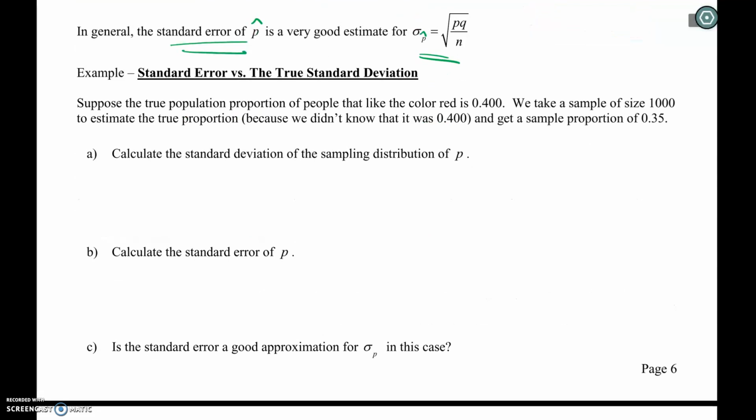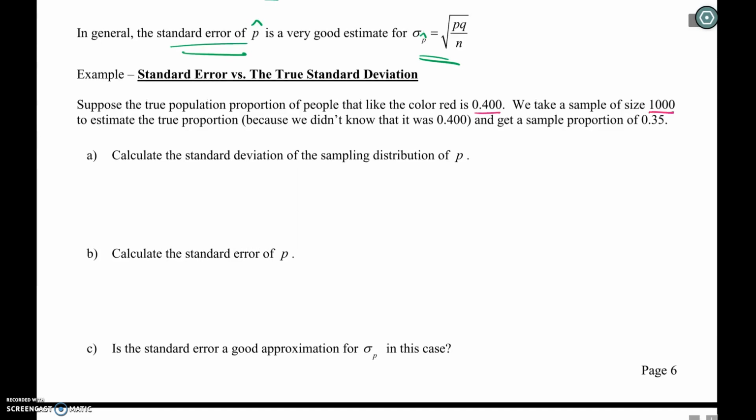Example, standard error versus the true standard deviation. Okay, so the true population proportion of people that like the color red is 40%. We take a sample of size 1,000 and estimate the true population proportion. We get a sample proportion of 35%. So the true proportion is 0.4. Our sample proportion is 0.35.